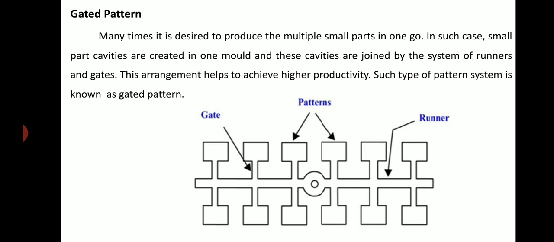Gated pattern. Many times it is required to produce multiple small parts in one go. In such a case, small part cavities are created in one mold and these cavities are joined by a system of runners and gates. This arrangement helps to achieve higher productivity. Such type of pattern system is known as gated pattern.